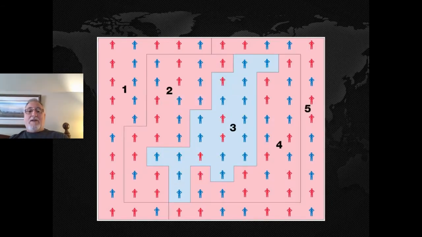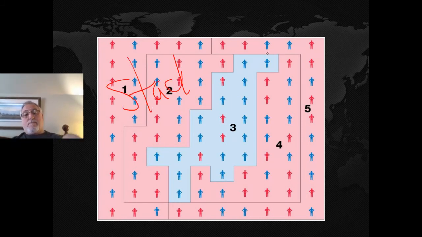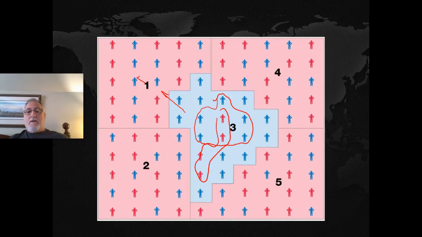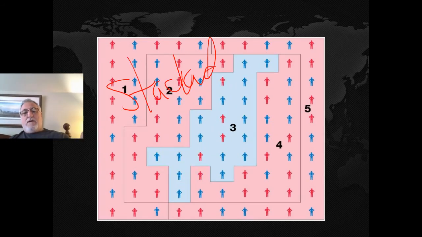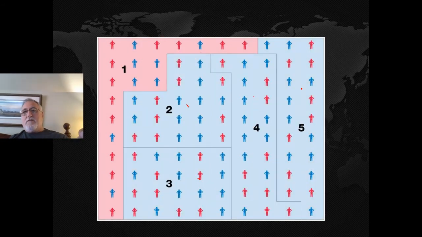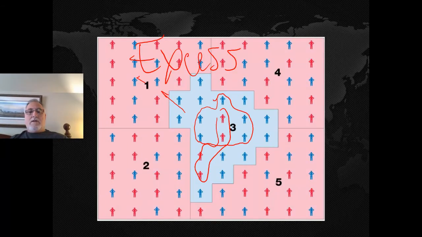That's overkill. And then this is stacked because these voting districts make no geographic sense. They aren't tied to neighborhoods or counties or districts. They're just drawn in such a way as to get a favorable outcome of one party over the other. Okay, so this is stacked. And this is excess. There you go. And this is wasted.